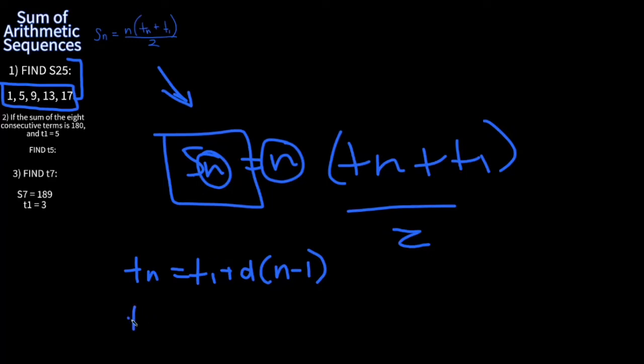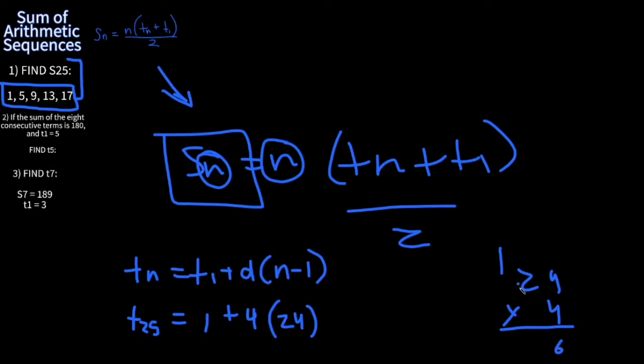So, remember, we're going to substitute n for 25, so we can find the 25th term. T25 equals T1, which is 1, plus 4, because it goes up by 4 each time, bracket n, which is 25, take 1 is 24. And so I'll just quickly do 24 times 4, that's 96. And that will equal to 97. So the 25th term is equal to 97.